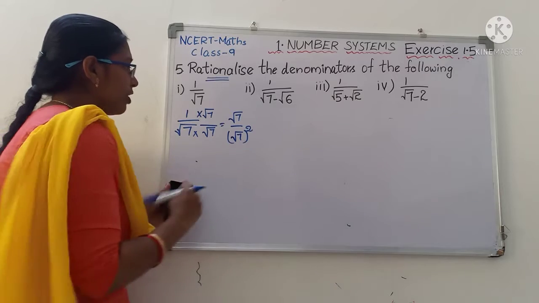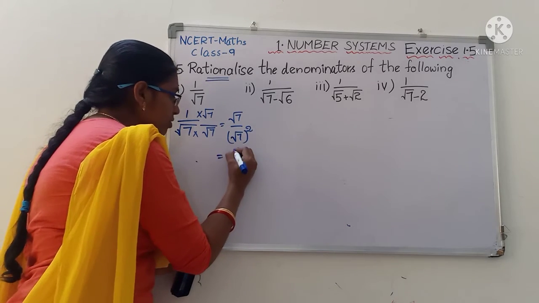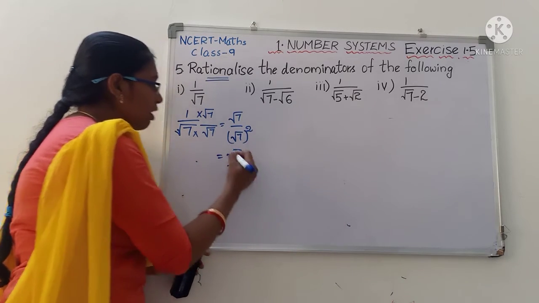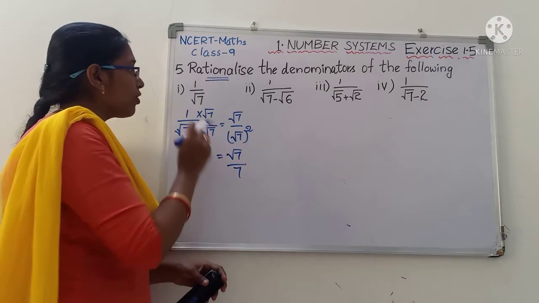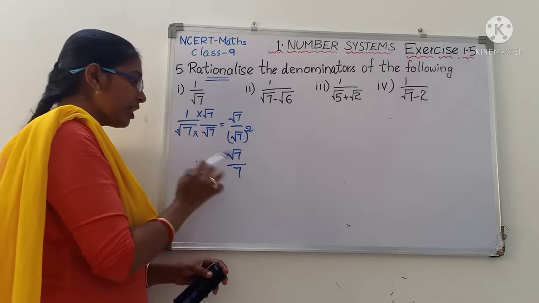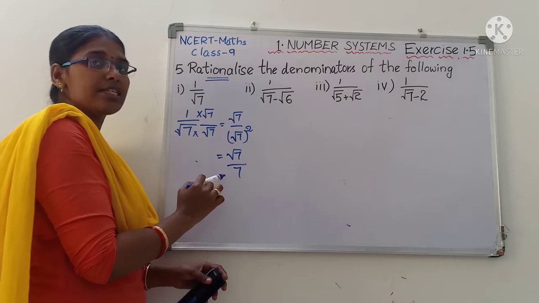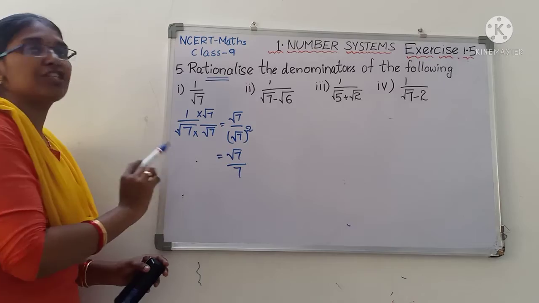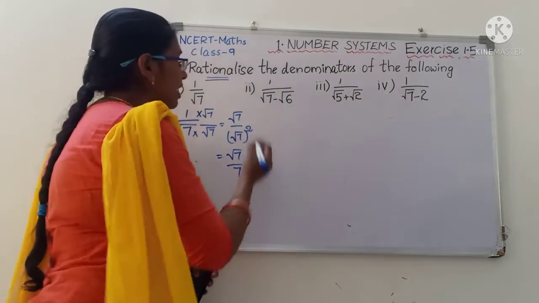Now you got this children. Root 7 by root 7 whole square. Root 7 whole square is 7. You got the answer as root 7 by 7. Are you able to rationalize or not children? Here root 7 is there. Root 7 is irrational. Now it got converted into 7. It is a rational number. So you are able to rationalize the denominator.